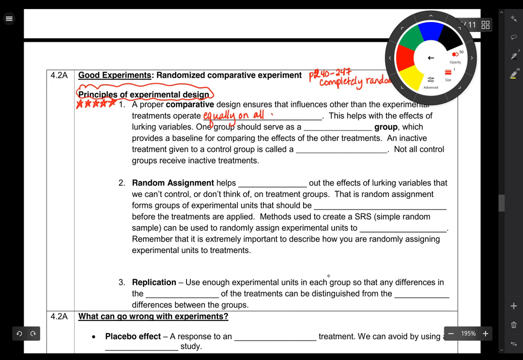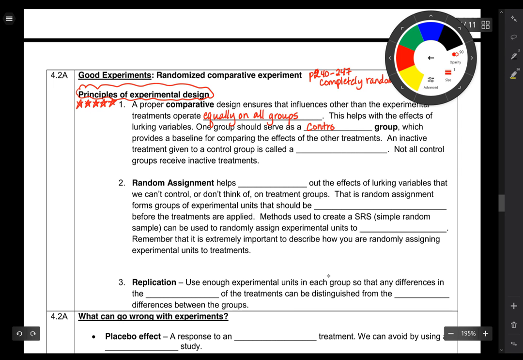And that's why I put in additional notes and reading that you can do, and it gives more information. And there's examples too, so you can look at those examples. This helps with the effects of lurking variables. One group should serve as a control group.